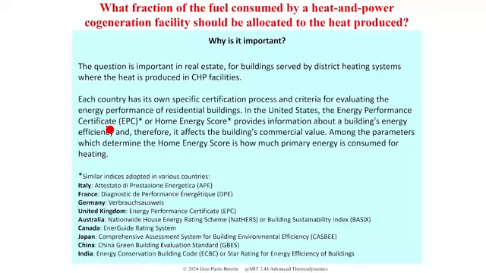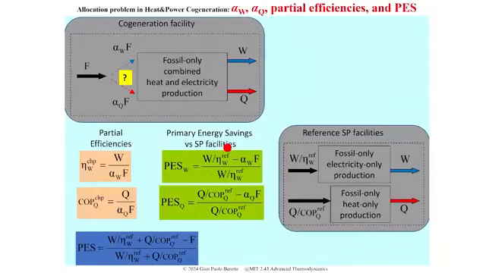But if it is co-produced, co-generated in a combined heat and power CHP facility, then the question is not that simple. So here's the scheme. Here's the facility which produces work and heat and uses fuel.